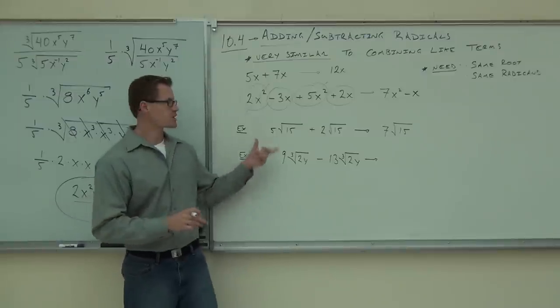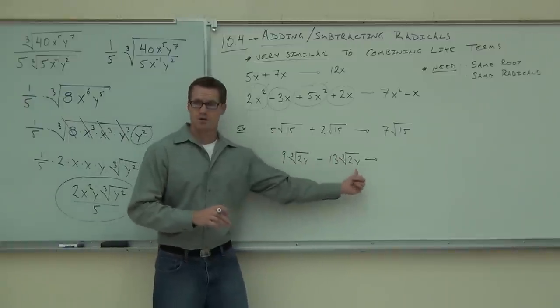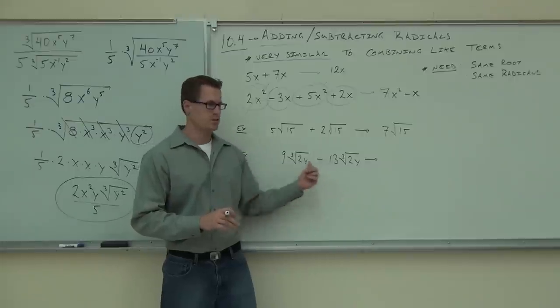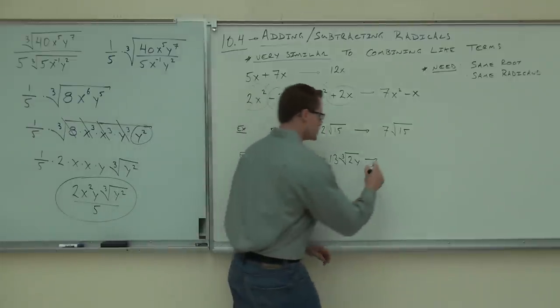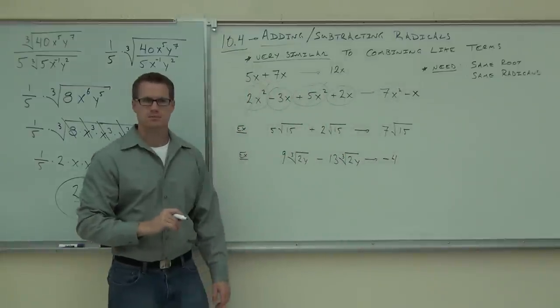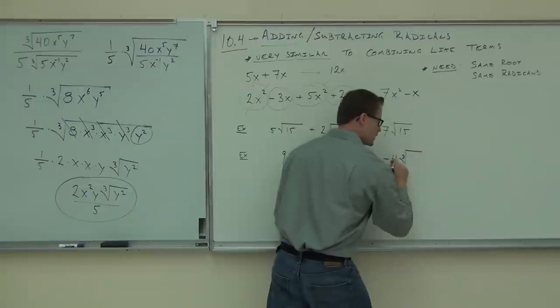Can I combine these things? Yes. The way we do that is just like combining like terms, you look at the coefficients. Here the coefficient is 9. Here the coefficient, remember you include your sign here, is negative 13. So we just look at 9 minus 13. How much is that? Negative 4. So we get negative 4. What's the rest of it? Cube root. Still a cube root, okay. Of what? 2y. Perfect.